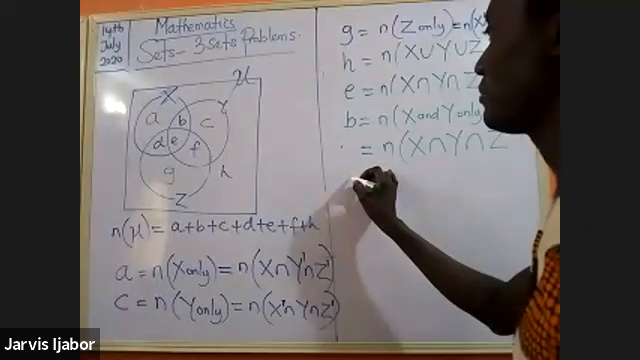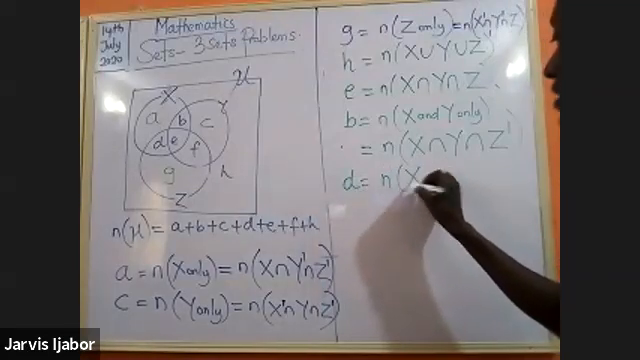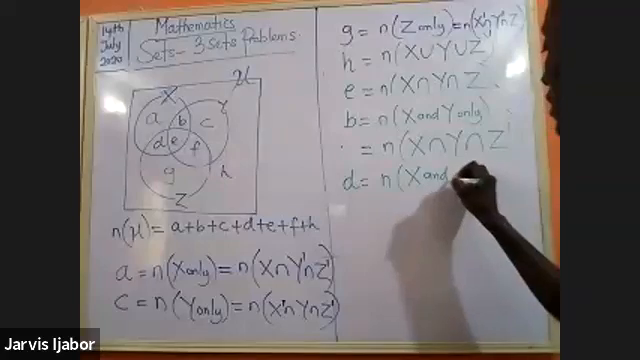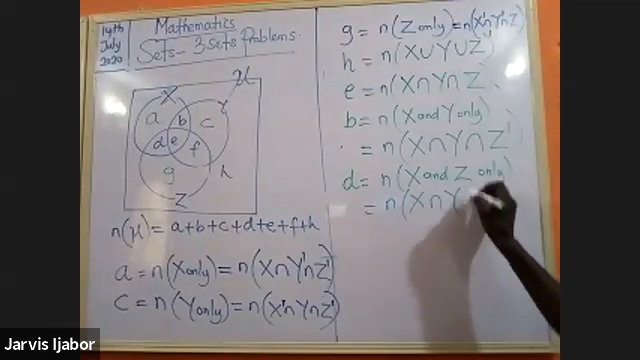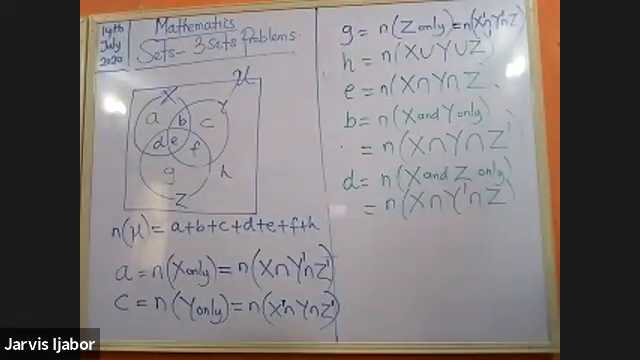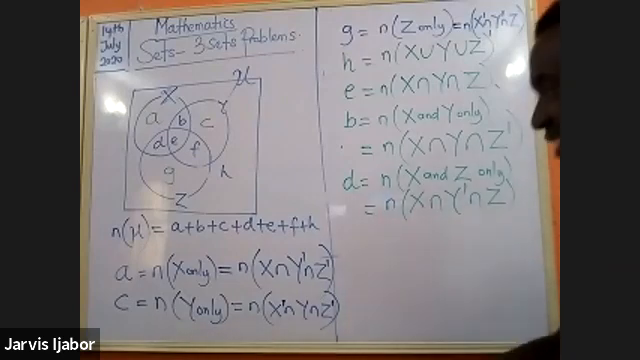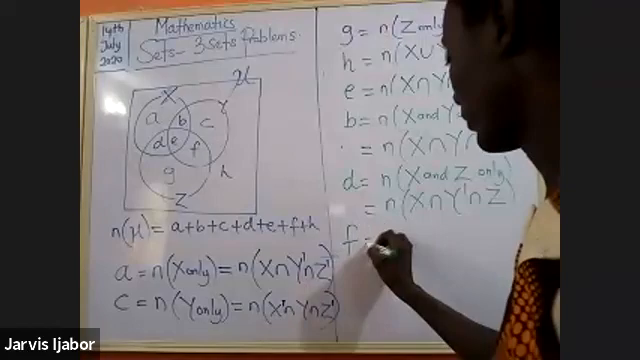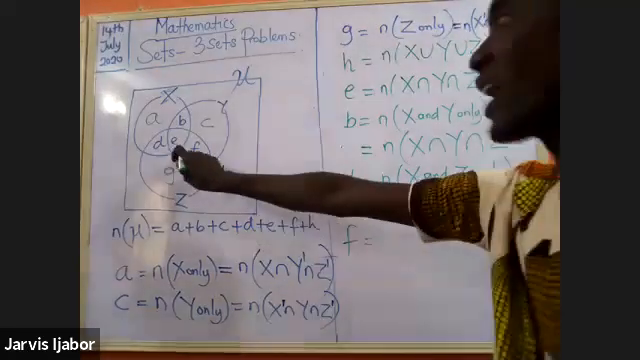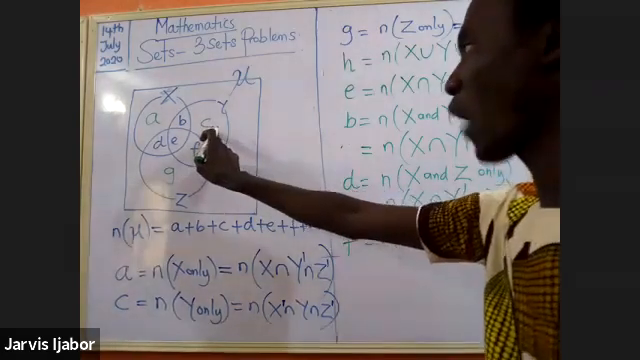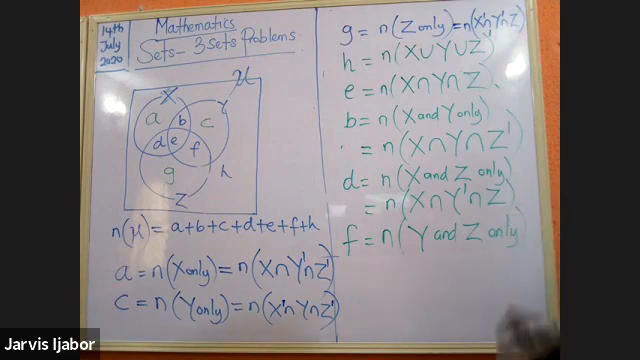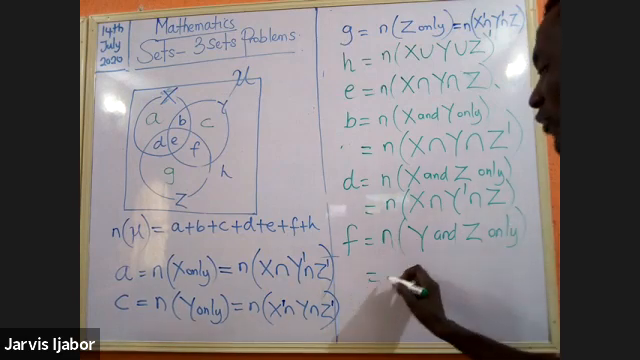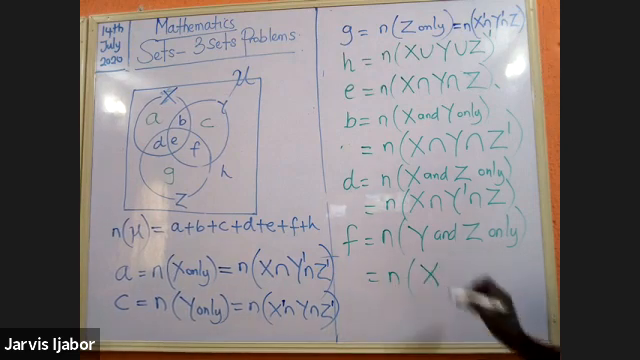So let's go to D. D means number of X and Z only. So what does that mean? It means that it is present in X, not in Y, and in Z. So let's go to F. Look at F. F refers to the number that are in Y and Z only. So this will now refer to number not in X, in Y, and in Z.